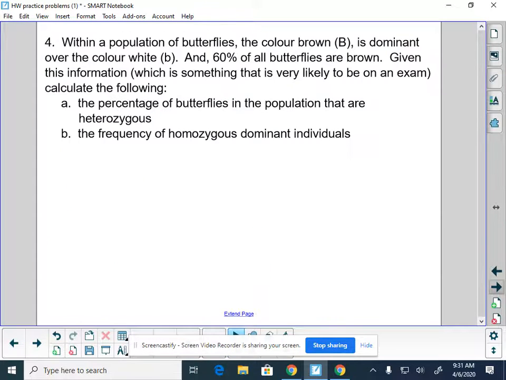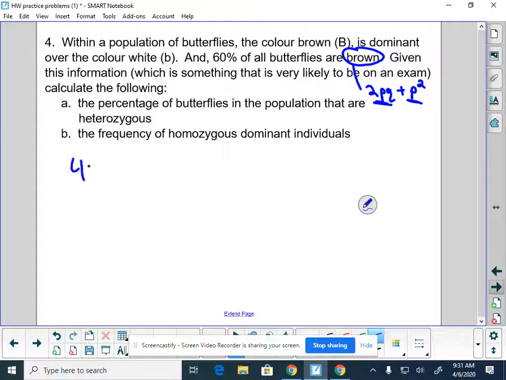Last one. Population of butterflies, color brown, capital B is dominant, and the color white is little b. 60% of all butterflies are brown. Similar to the previous question, the brown ones are the 2PQs plus the P squareds, which doesn't help us. We don't know of that 60% how many of them are heterozygous and how many are homozygous dominant. What we do know is that 40% are the Q squareds. Has to be that way.